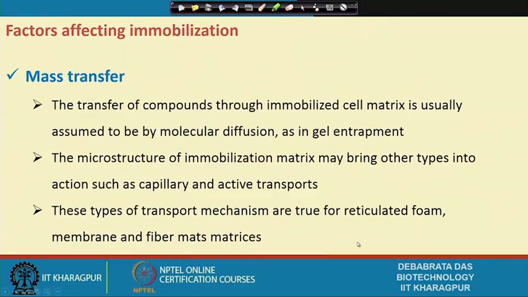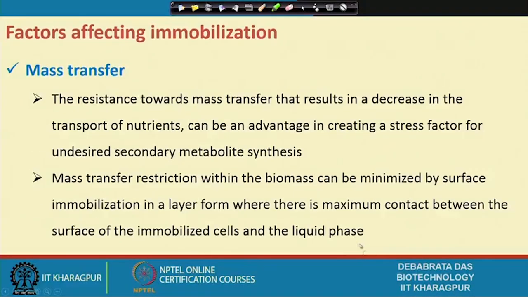Now, mass transfer. I told you previously also that as soon as you immobilize the cell, a mass transfer limitation problem takes place. Since the system contains two phases, liquid and solid, the substrate has to diffuse from the liquid to the solid surface, and when product formation takes place, the product has to diffuse from the surface out. I'm not going into details, you can go through that. Mass transfer resistance decreases nutrient transport; if your mass transfer resistance is more, the nutrient transfer will be reduced, and the growth of the organism will be reduced to a great extent.